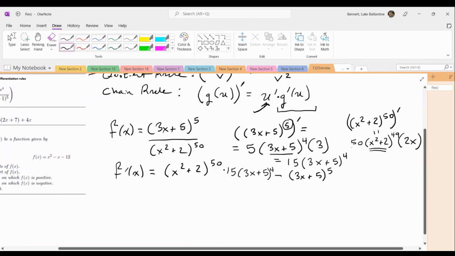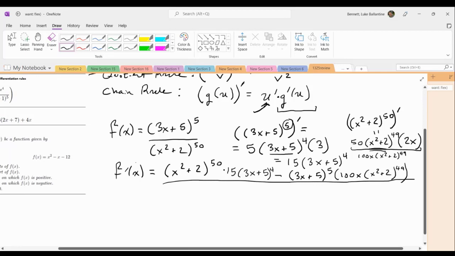So then we can rearrange this expression by writing 100x times x squared plus 2 to the 49th. So that's the derivative of the lower function. So I'm going to write 100x times x squared plus 2 to the 49th divided by all this, because this is just the quotient rule, right? I'm following the quotient rule. The square of the denominator. So we'll have x squared plus 2 to the 50th, squared.